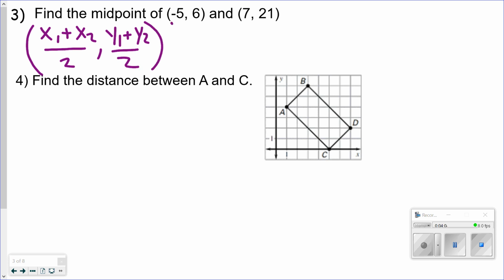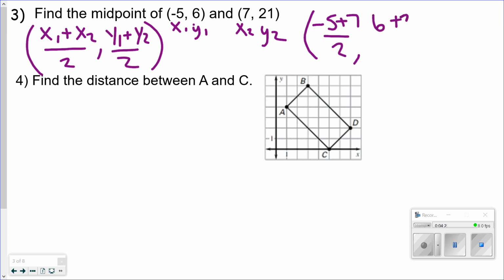Now looking back at my coordinates, I have x1, y1, x2, y2. So now we just need to plug everything in. And when we do so, we end up getting -5 plus 7 over 2 and 6 plus 21 over 2. This then simplifies. The x value is 1. And the y value is 13.5. I would accept decimal or fraction on the test.